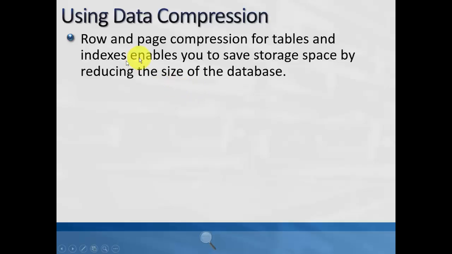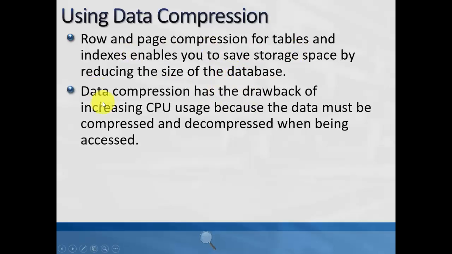Row and page compression. So let's try to find out what it is. Data compression has a drawback of increasing CPU usage. Obviously, whenever you compress something, you have to decompress it. Same for encryption, right? CPU and memory will be used for decrypting as well. So compressing saves space, encrypting secures your data, but both take CPU usage.